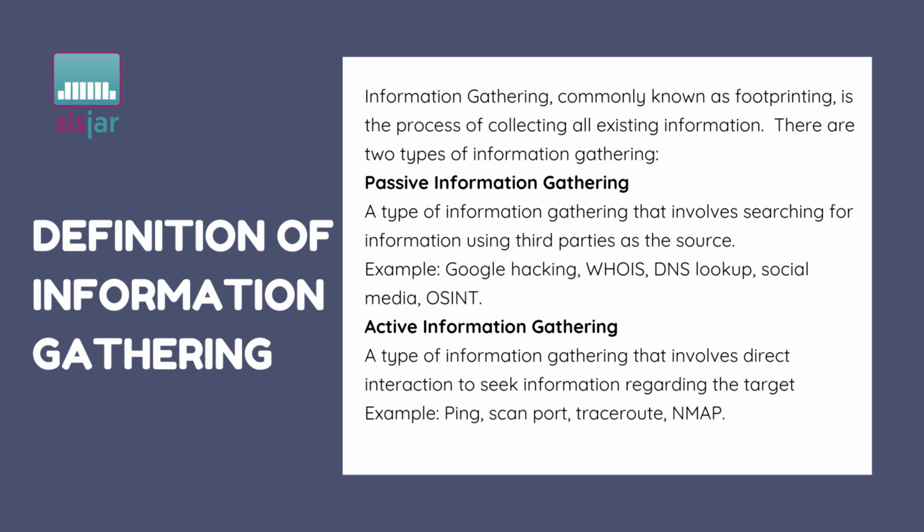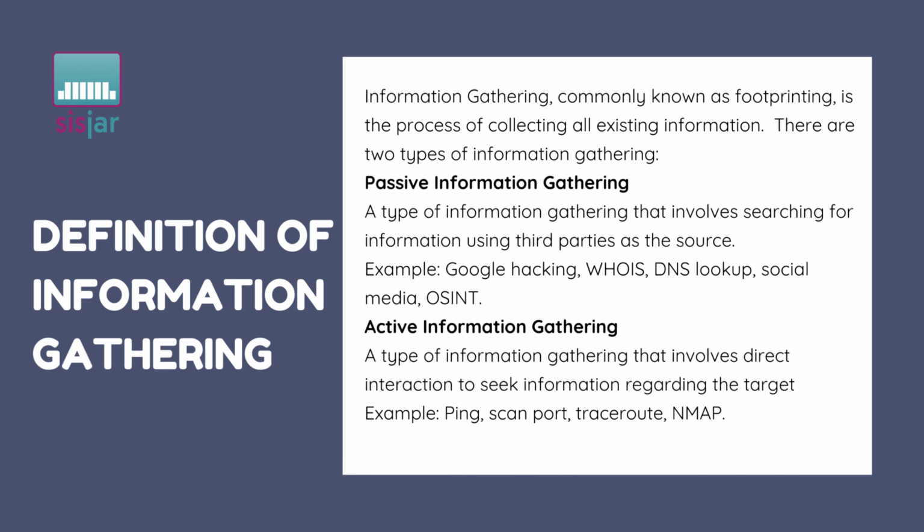Information gathering, commonly known as footprinting, is the process of collecting all existing information. There are two types of information gathering. The first one is passive information gathering, a type of information gathering that involves searching for information using third parties as the source. Examples include Google hacking, Whois, DNS lookup, and social media.